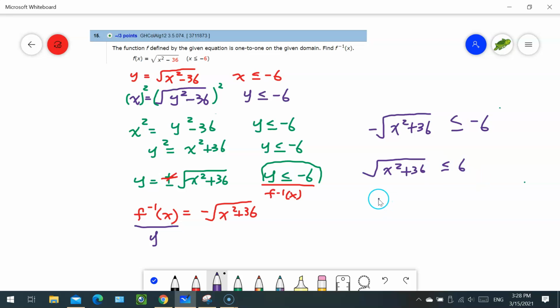Do the square on both sides, you'll get x squared plus 36 less than or equal to 36, which is x squared less than or equal to 0. Because 36 brought to the right cancels out, which is x less than or equal to 0.